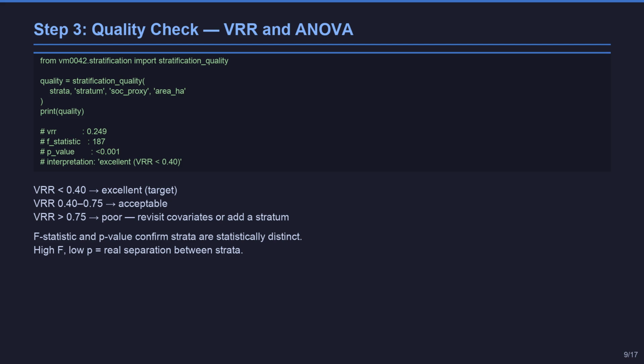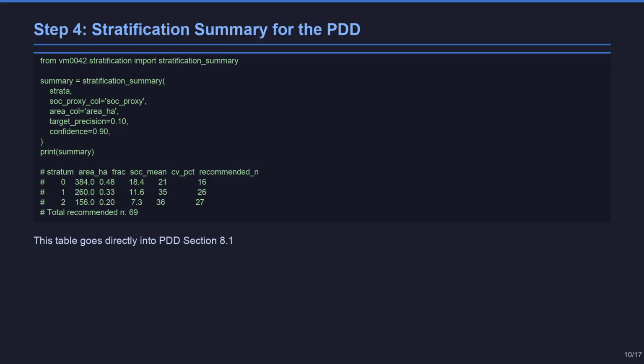The ANOVA F statistic and p-value tell you the strata are statistically distinct. If the strata were random groupings with no real separation, F would be near 1 and P would be near 1. A high F and low P confirms the strata actually capture different soil conditions. The interpretation string says excellent, VRR less than 0.40. This is what you want to see. If VRR is above 0.75, you might need to add a stratum, change your covariates, or accept that the landscape is simply homogeneous. The stratification summary function produces the table that goes directly into your PDD.